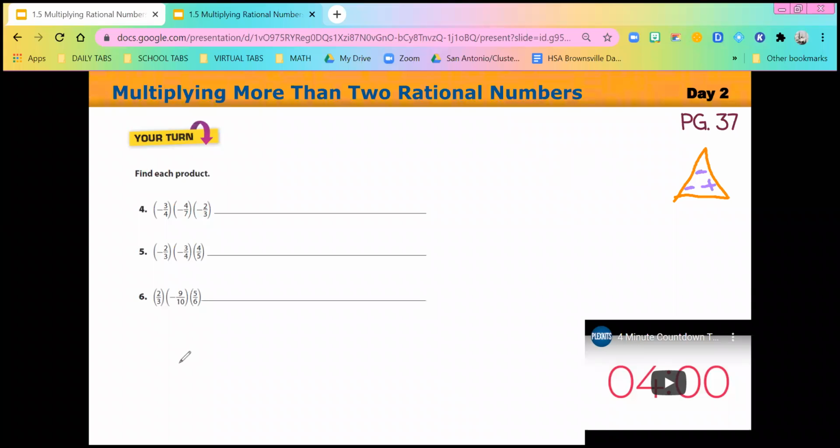All right, scholars, welcome back. Let's go ahead and review the your turn, page 37, number 4, 5, and 6. So I'm going to basically do the same thing that they did in example 3, where they found the product of the first 2 factors and then multiplied it with the third one. So for number 4, we have -3/4 times -4/7 times -2/3. Okay, so I'm going to first find the product of those 2 factors. So I'm going to do the work here. I might erase some stuff later on, and then I'll write the answer.